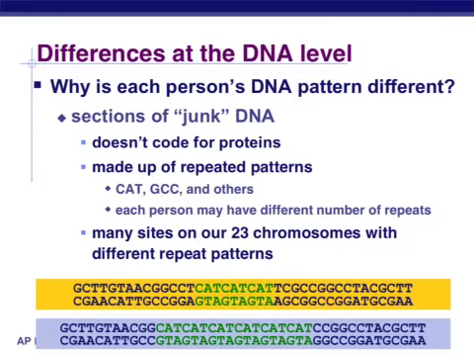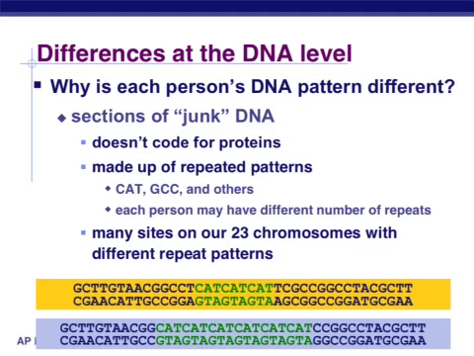All right. So on the DNA level, let's talk about why each person's DNA pattern is different. A lot of our genome is the same from individual to individual. But what allows us to have unique patterns in terms of DNA is the fact that we have these sections of junk DNA. Remember that junk DNA doesn't actually code for proteins, and they tend to be made up of repeated patterns like CAT and GCC, and there's some others. And each individual may have different numbers of these repeats.